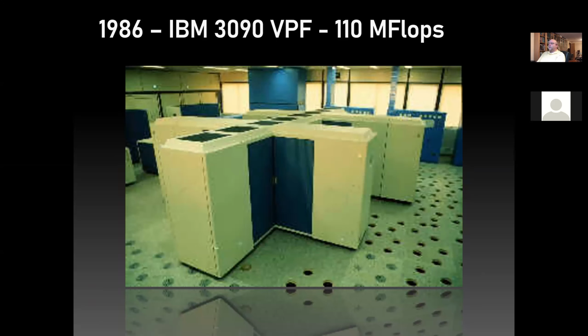In 1986, we had IBM 3090 VPF, and that stands for Vector Processing Facility. This was the first computer we had at Lund University, a supercomputer, and it did 110 megaflops. And Vector Processing Facility meant that this was a single CPU, but it could work on vectors in parallel. So you can compute long vectors and vector additions and multiplications in single operations. So it was a vector supercomputer.